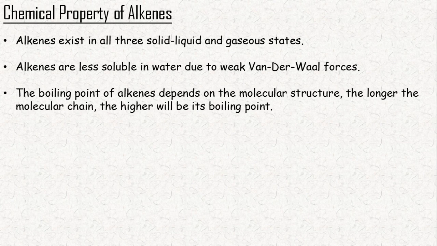Next, the boiling point of alkenes depends on the molecular structure and the number of carbons in the structure, and the longer the molecular chain, the higher the boiling point. When the carbons are more in the compound, then automatically the molecular chain will be big and the boiling point will increase.